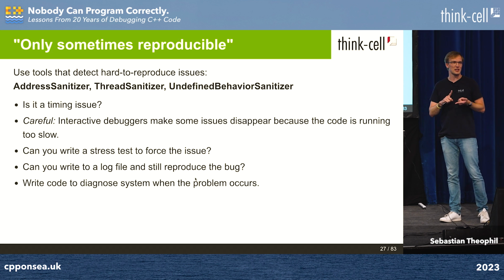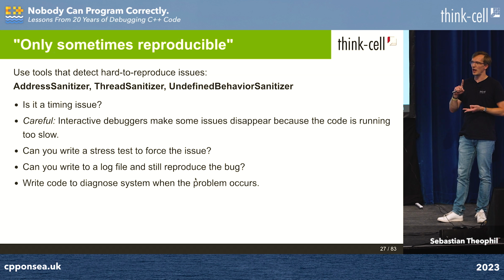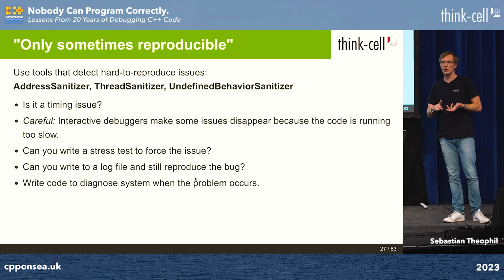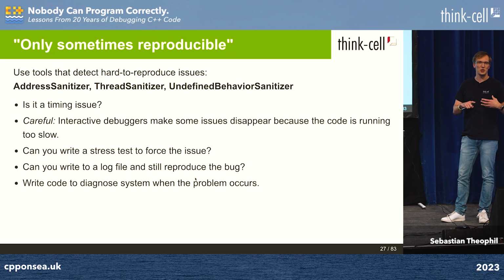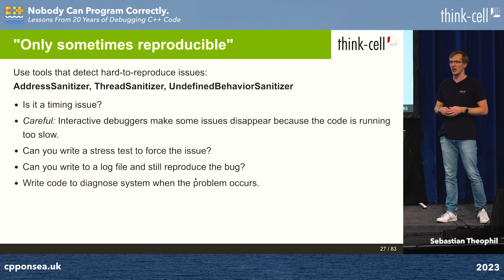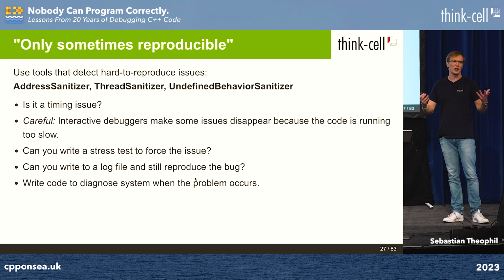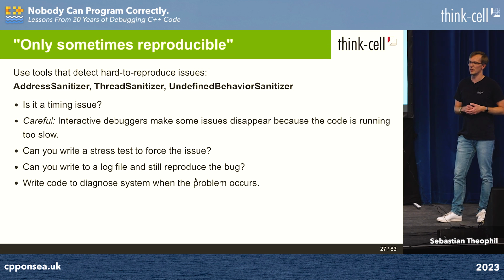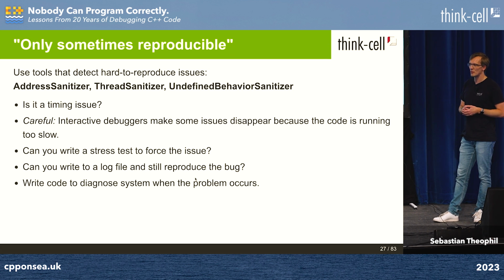Maybe if attaching an interactive debugger doesn't work anymore, you can write data to a log file, figure out what is happening that way, and still reproduce the bug. Or you can wait for the problem to appear and then write code to diagnose the state your system is in. That can also be a good technique. Writing code to debug issues is often a technique we can use.